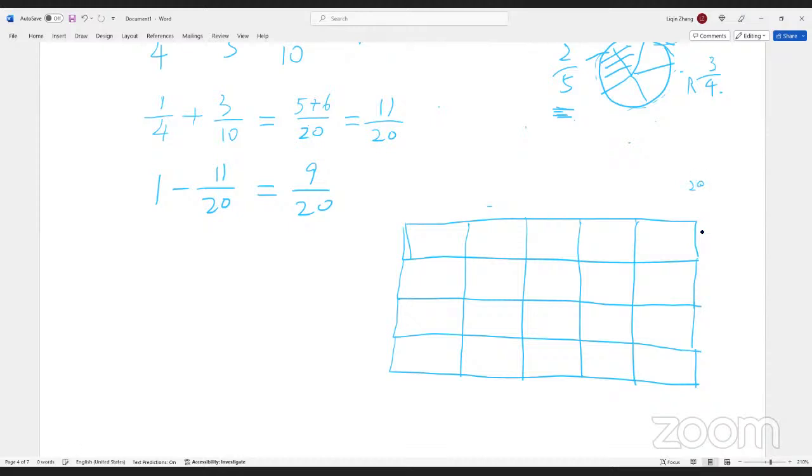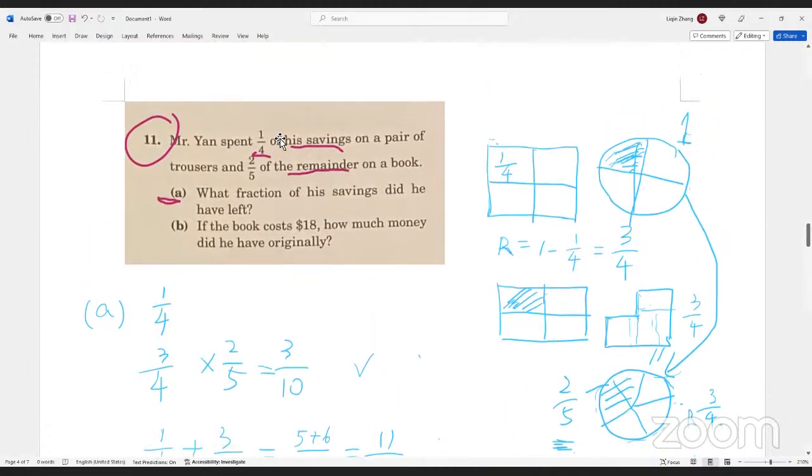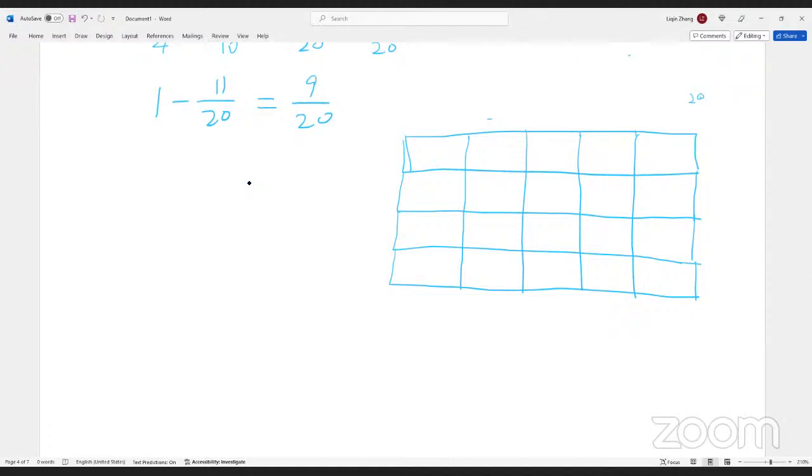Okay. And first of all, he spent 1 out of 4. So first of all, he spent 1 out of 4, which equals 5 out of 20, right? So this is 1 out of 4. And then this is the remainder. So in the remainder, he spent 2 out of 5. So 2 out of 5, look, 2 out of 5. These, for the remainder, are still like these parts, right? And he spent 2 out of 5.